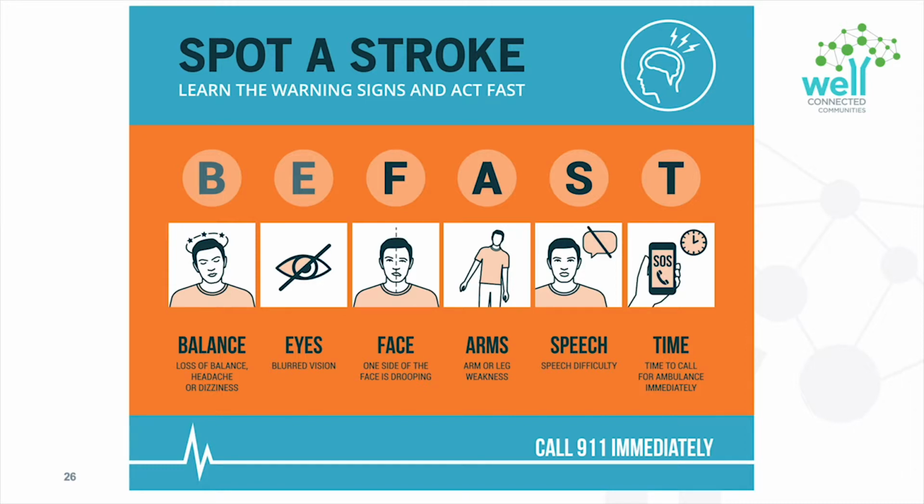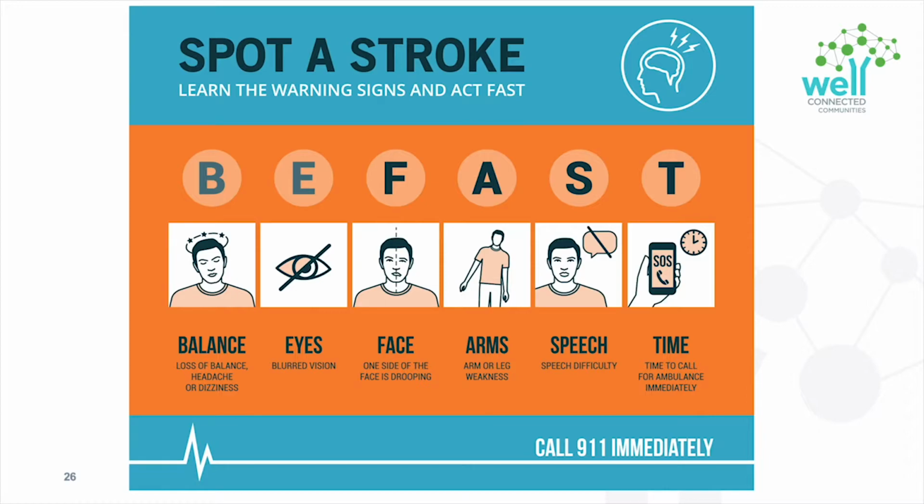A stands for arms. Arm or leg weakness could be a sign of a stroke. S stands for speech. If a person has speech difficulty or is slurring their speech, it could be a sign of a stroke. And finally, T. T stands for time. Time to call for an ambulance immediately. Remember the 3-hour golden window.